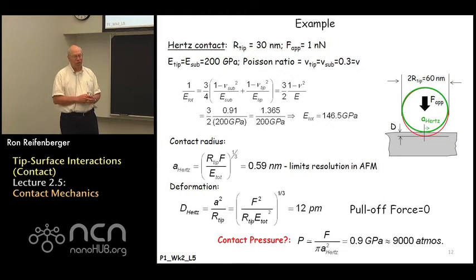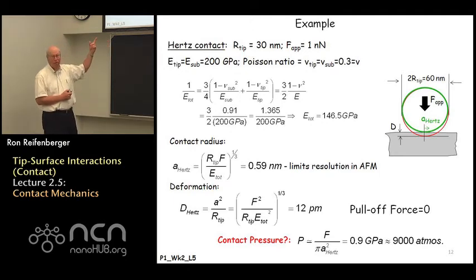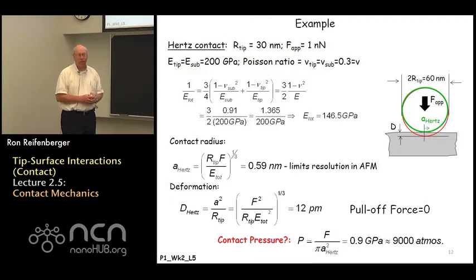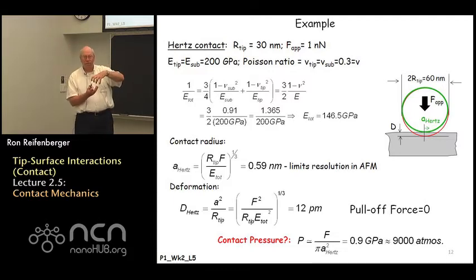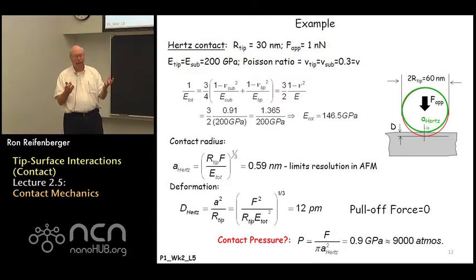That's on the order of 12 picometers. Again, that's just calculated by a straightforward application of the formulas that you find in the table. If you want to pull this sphere away from the substrate, the Hertz model would predict that you need zero pull-off force. And the zero pull-off force is simply a result of the fact that there's no adhesion between the tip and the substrate. So I also like to calculate the contact pressure that results.